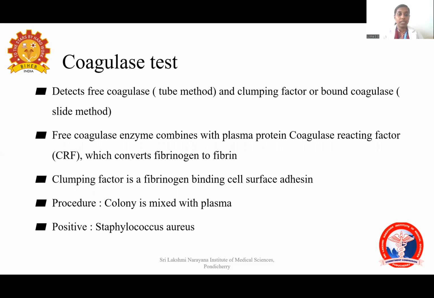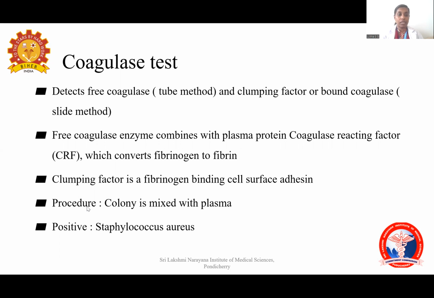Free coagulase enzyme can combine with the plasma protein coagulase reacting factor, which will convert fibrinogen to fibrin. So if the free coagulase enzyme is produced by the organism, it combines with the coagulase reacting factor and converts fibrinogen to fibrin. This fibrin appears as a clot or coagulum in the tube. The clumping factor is a bound coagulase, that is, it is present on the cell surface. It is a fibrinogen receptor, a cell surface adhesin.